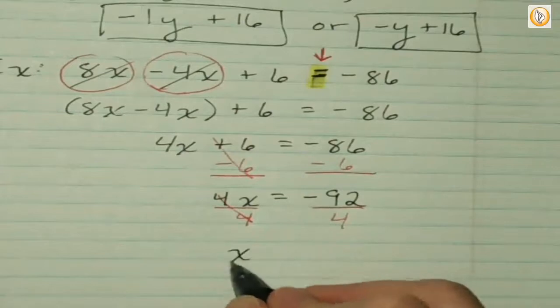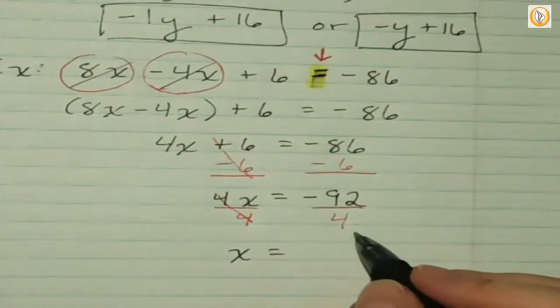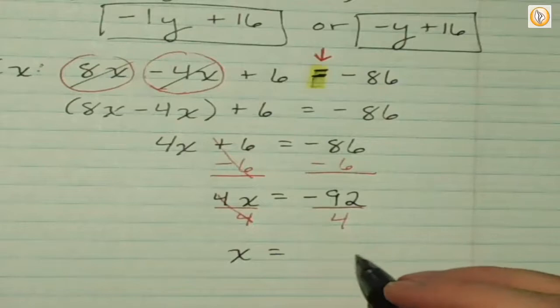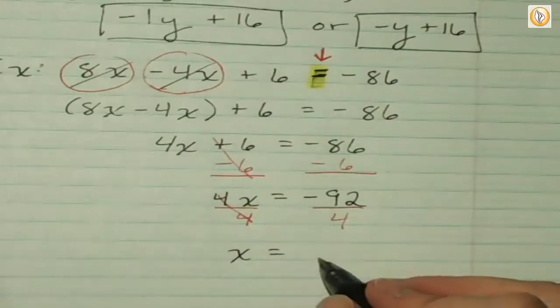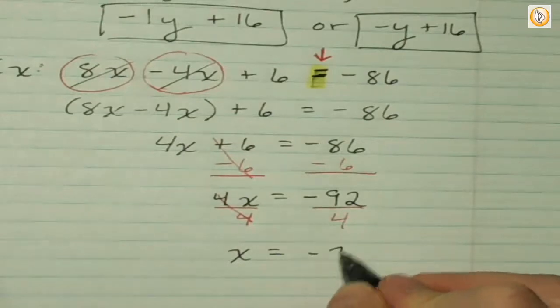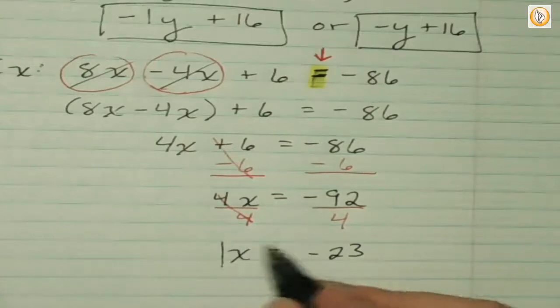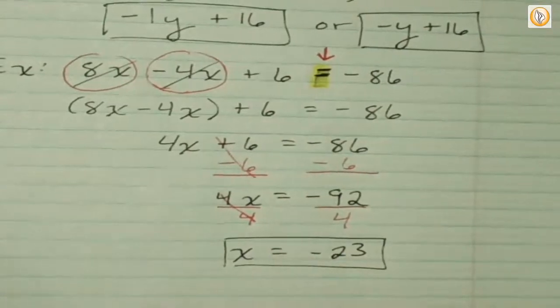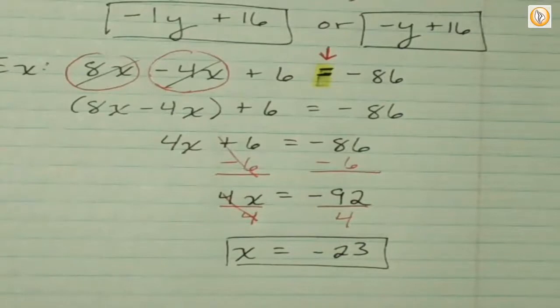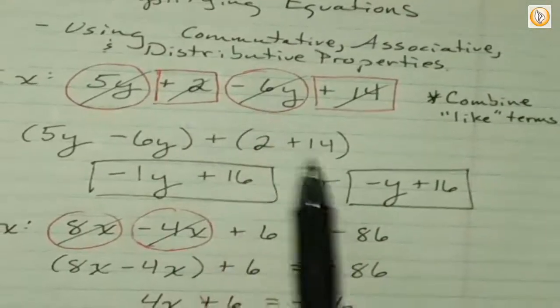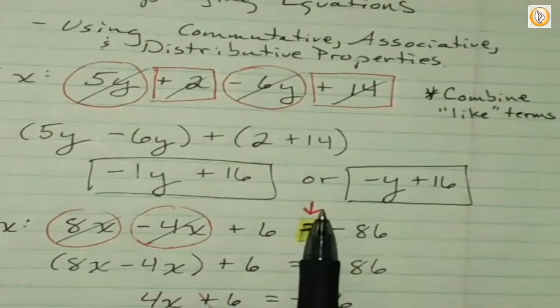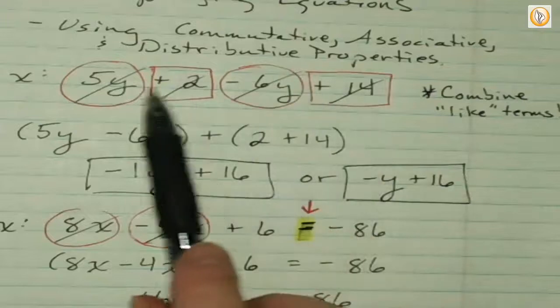So negative 92 divided by positive 4 is what, Taylor? Negative 23. Very good. I have a question. For the very top of this example, say the equal sign wasn't there, would you have to move the plus 6 and minus 86? You wouldn't have to. If the equal sign was not there, it would be done just like right here.